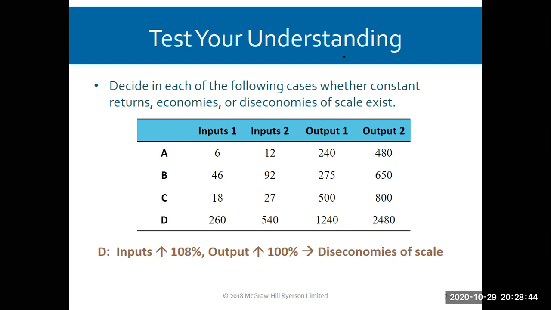But because inputs went up a greater percentage than outputs went up, the engineer says, you know what, our average total costs are going to rise. That's diseconomies of scale. So we calculated 4 separate ones here. We got the three scenarios: economies, diseconomies, and constant returns to scale. Now we're going to look at what might change some of our costs in the short run and the long run.